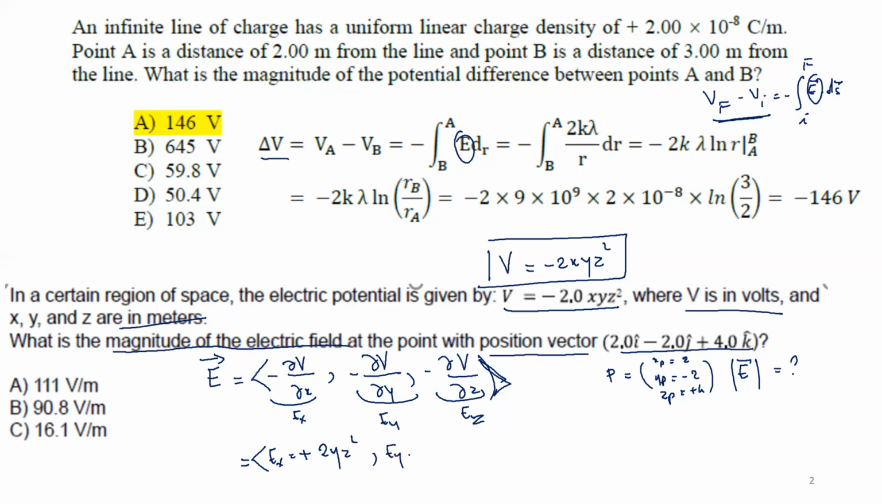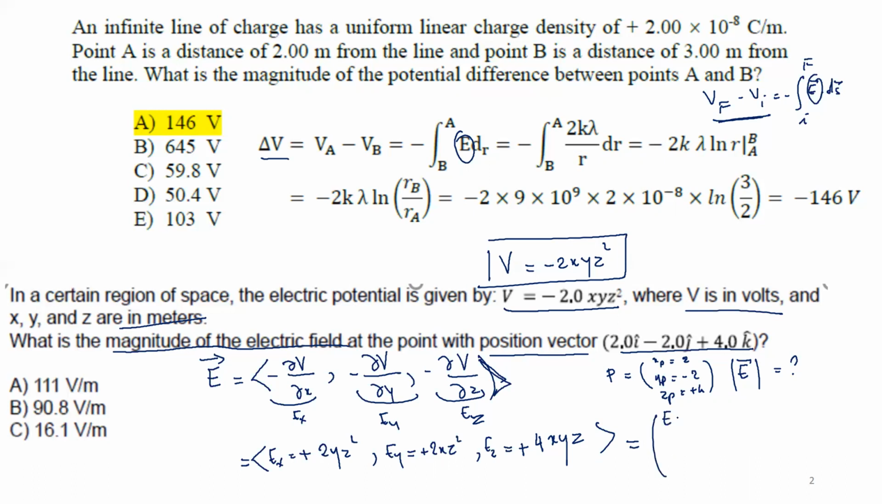For E_Y, along Y, I take minus the partial derivative of V with respect to Y, and I just get plus 2XZ squared. And E_Z will be what? Now I derive with respect to Z, X and Y are constant, so I'll have minus, but minus minus will give me plus, 4XYZ. If I derive Z squared, it gives me 2, and 2 multiplied by 2 gives me 4, of course. So here I have Z.